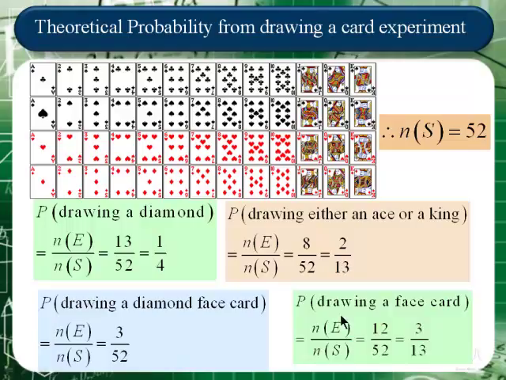In the last example, the probability of drawing a face card. So the event is drawing a face card. Now, the event here can be illustrated by these 12 face cards. So the cardinal number for this event is 12, because there are 4 jacks, 4 queens, and 4 kings, or 12 outcomes in this event, while the cardinal number of S is still 52, so this probability is 3 over 13.